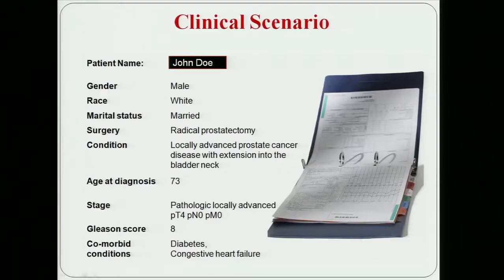So this is the medical record of patient John Doe. He is male, white, married, and 73, has just undergone radical prostatectomy, and noted to have locally advanced prostate cancer. He also has other conditions such as diabetes and congestive heart failure. Well, how will his prognosis be assessed?